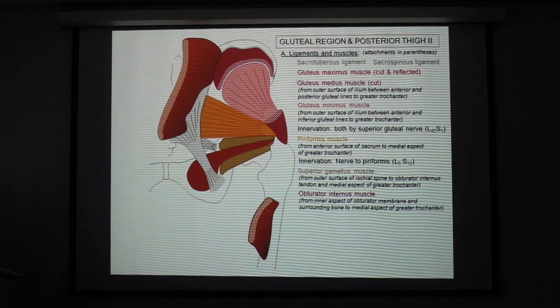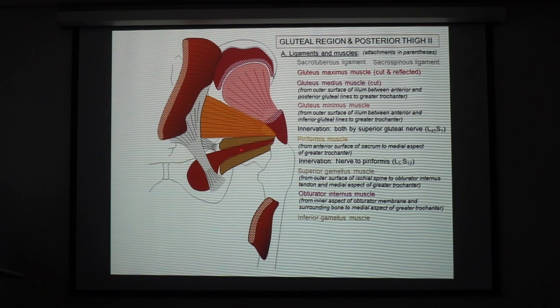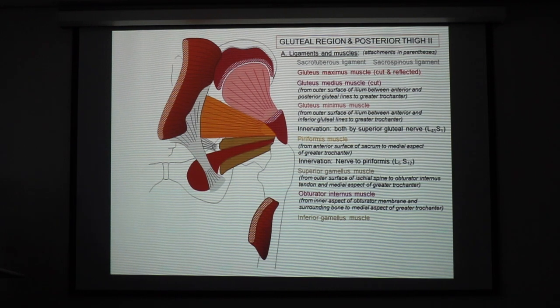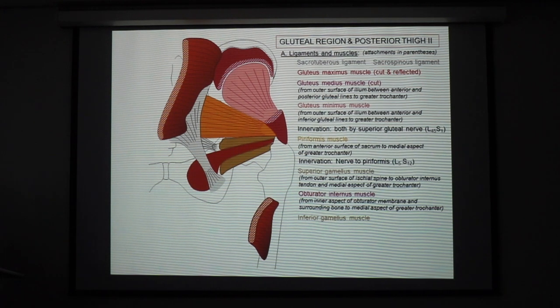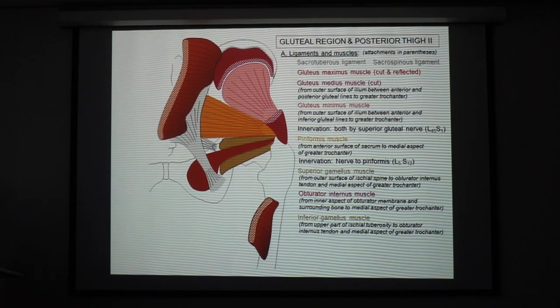Below this is the inferior gemellus. So these three muscles together, superior gemellus, obturator internus and inferior gemellus, form a tricipital tendon, and all three are small lateral rotators of the hip. They are called lateral rotators of the hip. Inferior gemellus arises below the spine of the ischium and gets inserted on the greater trochanter.